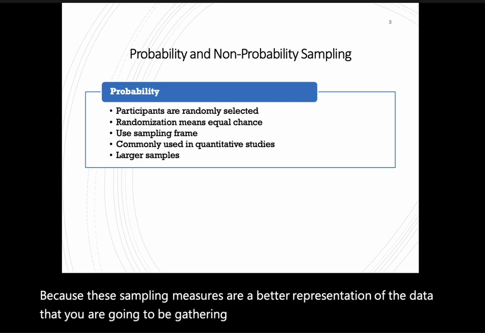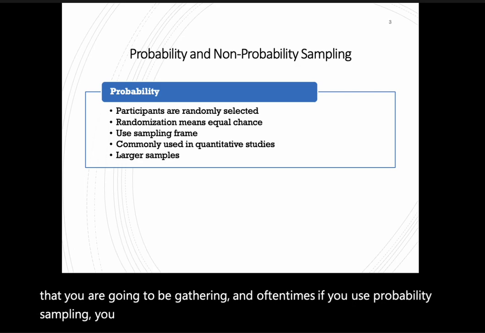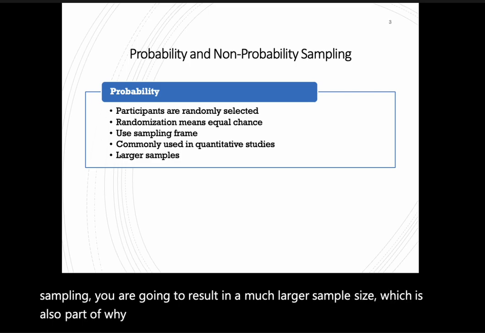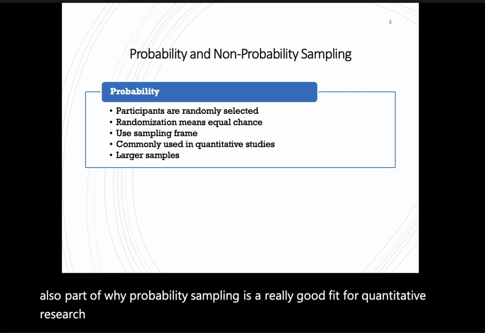Oftentimes, if you use probability sampling, you are going to result in a much larger sample size, which is also part of why probability sampling is a really good fit for quantitative research, because you typically need larger samples in order to run your analyses.